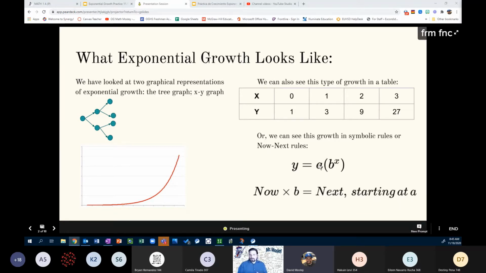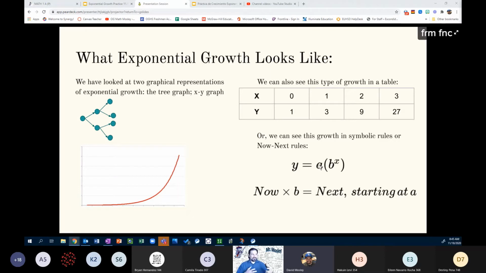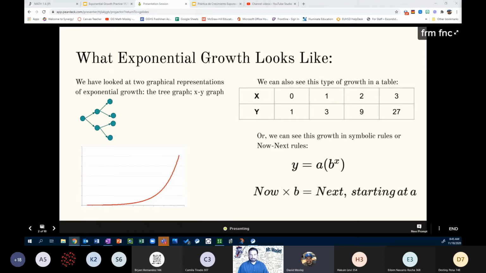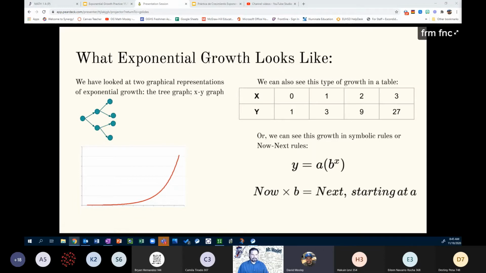Are there any questions or anything I can clarify about the different representations we have for exponential functions and exponential growth? Okay. All right, so we're going to get started. Here is the first question.